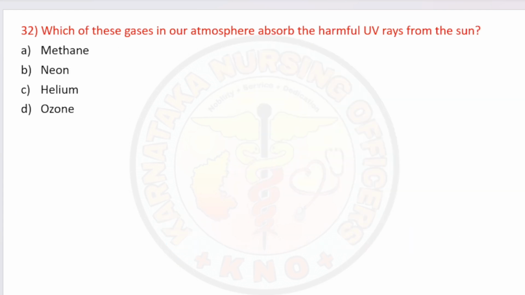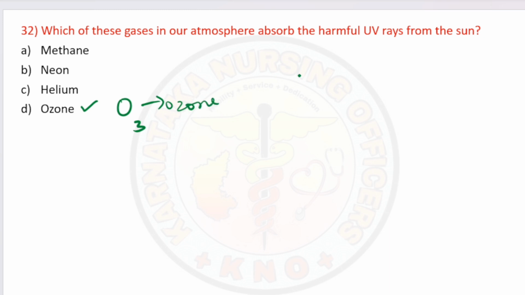So next one, which of these gases in our atmosphere absorbs the harmful UV rays from the sun? The options are methane, neon, helium, ozone. So the correct answer is ozone. In yesterday's class only we discussed that it is ozone. Ozone is three atoms of oxygen, right? So O3 is called ozone.